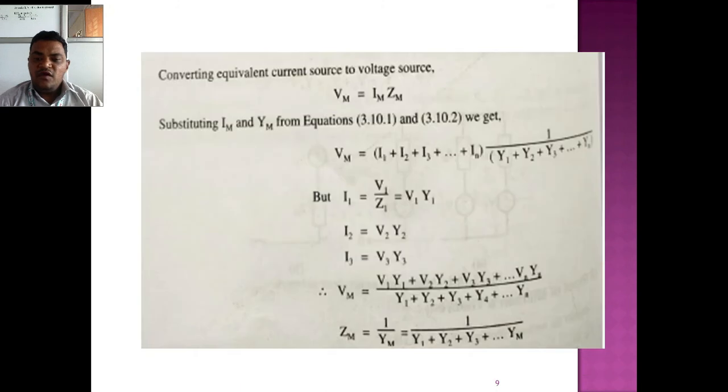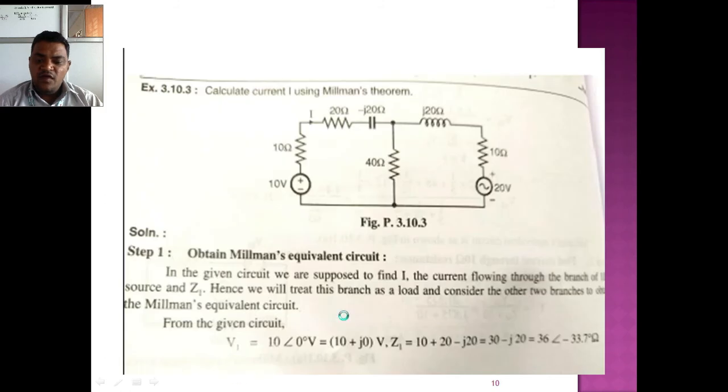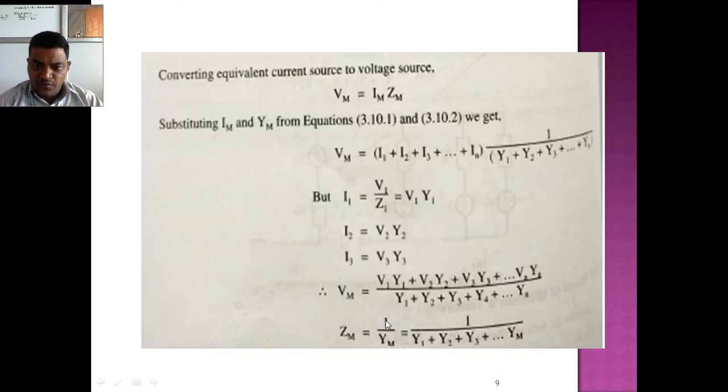So from these equations we have seen that V of M is equal to V1 Y1 plus V2 Y2 and so on, and Z of M is equal to 1 upon Y of M. Using these two equations we can find the equivalent voltage and equivalent resistance using Millman's theorem.